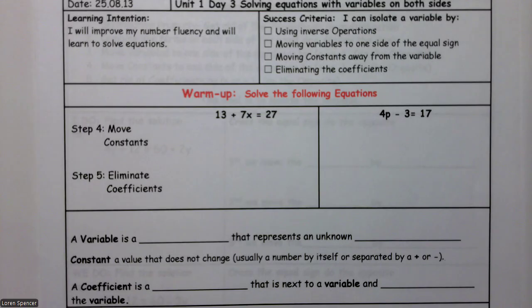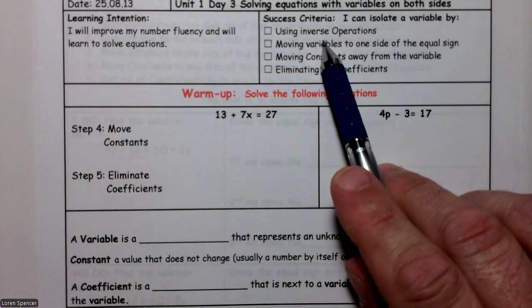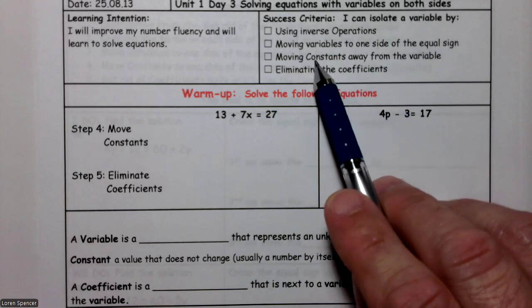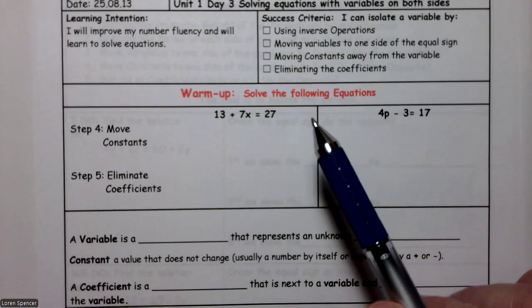We are going to solve equations with variables on both sides. Yesterday, we solved two-step equations where we just had to move a constant and coefficient. Today, we're going to have to move variables, constants, and coefficients in that order. So that's the goal. We're going to use inverse operations, or opposite operations if you prefer. Move variables to one side, then we'll move constants, then we'll eliminate coefficients, and we'll go in that order.